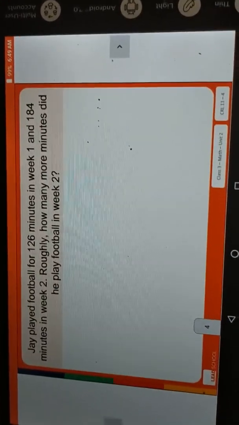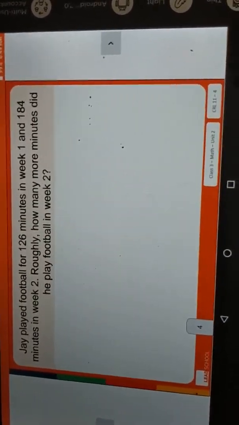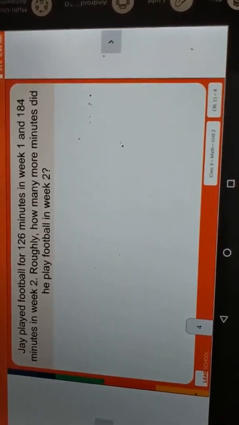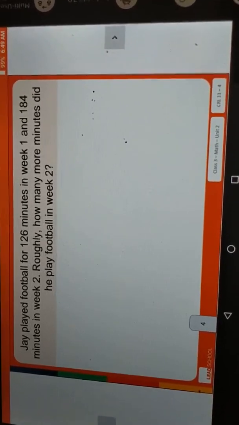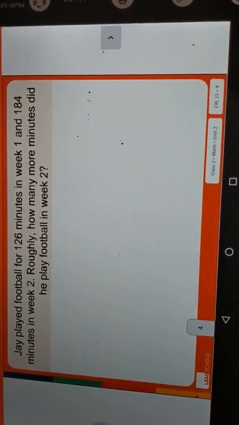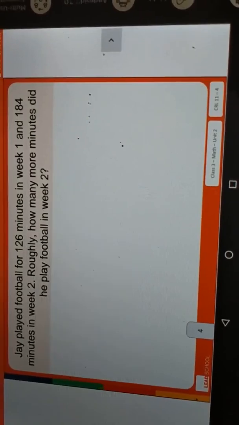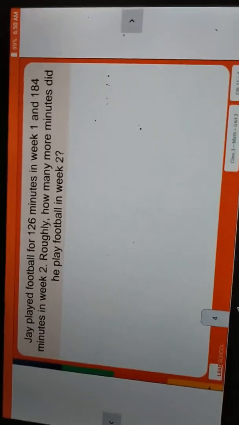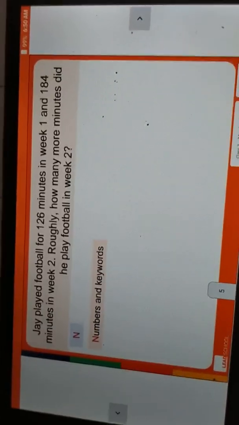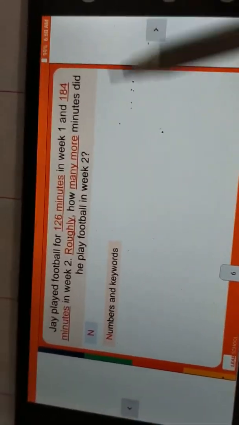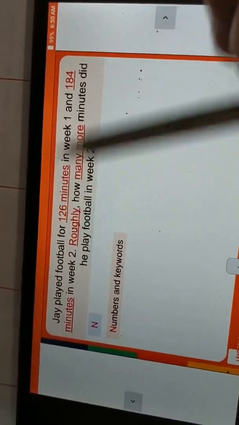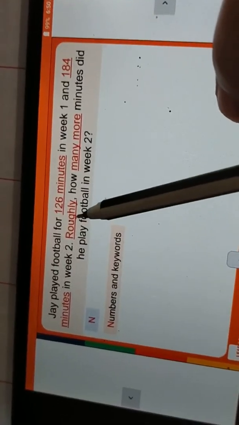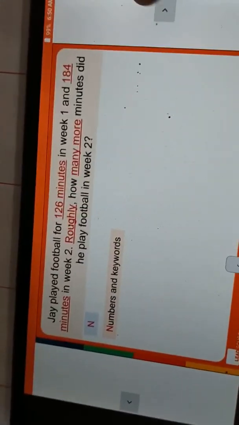So students, here is one question. Jay plays football for 126 minutes in week 1 and 184 minutes in week 2 routinely. Now roughly how many more minutes did he play football in week 2? That we have to find. So first of all we have to find the numbers and keywords. So numbers are 126 and 184 minutes, roughly, and how many more.